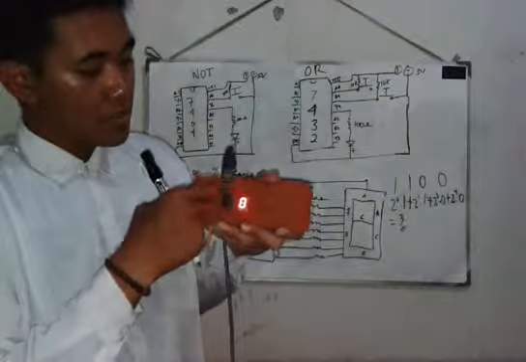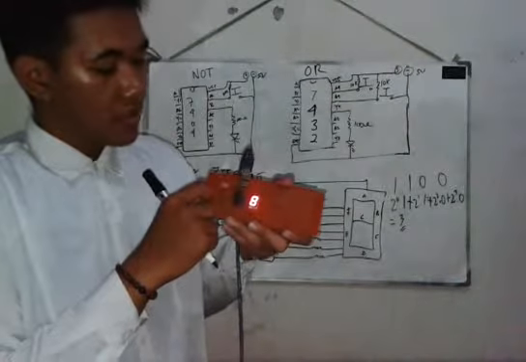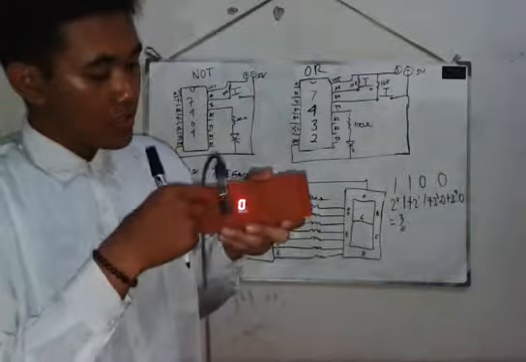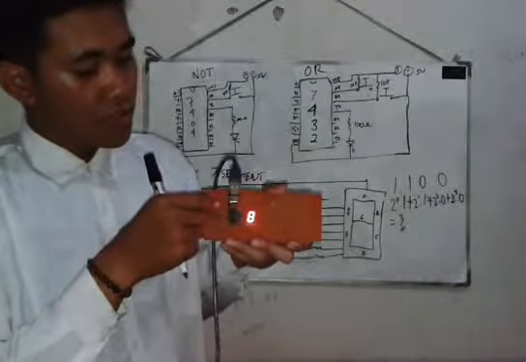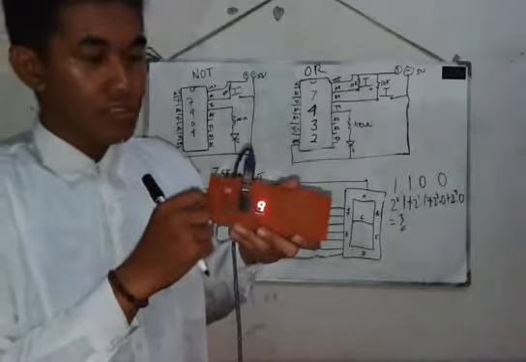If I push the D button, it shows 8. And then the largest number is 9. I push the D and A buttons up, so it shows 9.